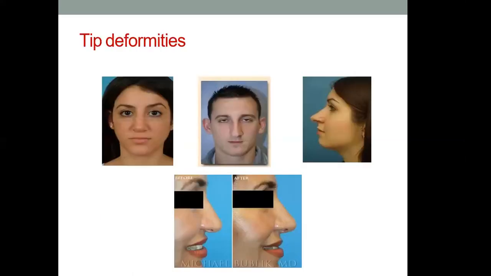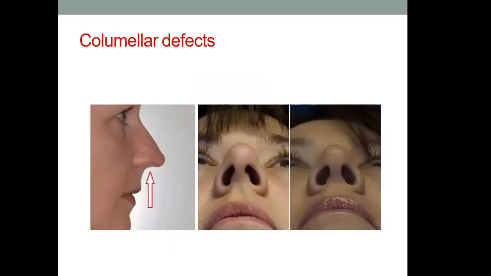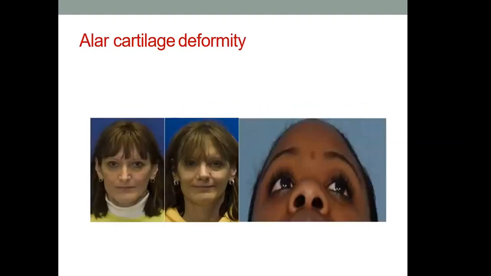These are examples of tip deformities. As you see here, this is a bulbous tip, this is a pivot tip, this is an over-projected tip, and this is under-rotated post-surgery. Columellar defects, the retraction of the columella. This is a flaring. This is a pinching of the ala, and this is a flaring of the ala.